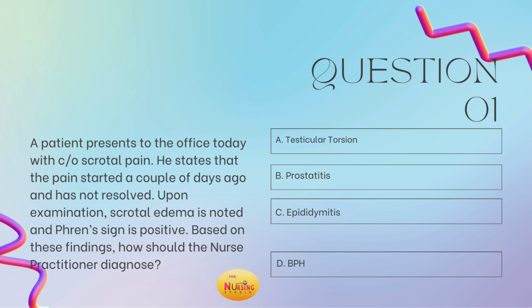All right, you guys, I always recommend reading the stem of the question first to ensure that you're answering what is even being asked of you. So here, the stem of the question states, based on these findings, how should the nurse practitioner diagnose? And I tell you, if they're asking for a diagnosis, you need to run it back and see what the assessment findings are. So this patient came into the office. He's complaining of scrotal pain, states that the pain started a couple of days ago, and he hasn't had any relief. On exam, the nurse practitioner notes scrotal edema and that the Prehn's sign is positive.